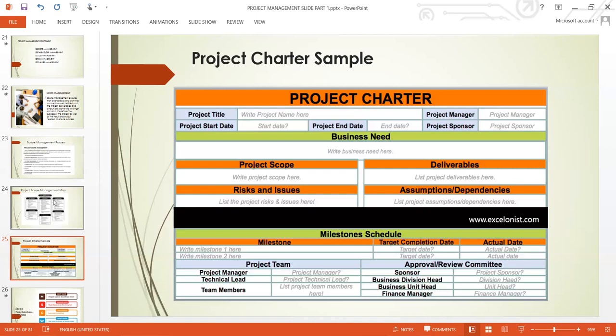So the target completion date. You have the target completion date and you have the actual date. Why is that? Because many times we plan to end the project at a particular time, but due to certain circumstances, we find out that it's not possible. Maybe you suddenly have a shortage of team members.